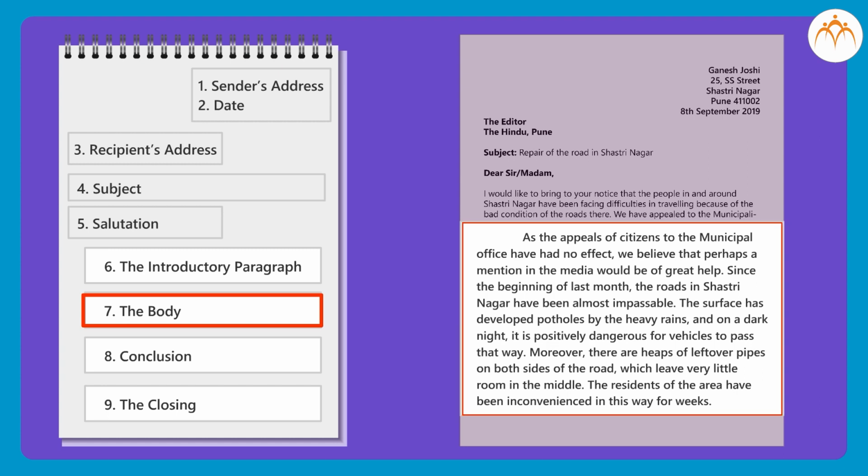Example, as the appeals of citizens to the municipal office have had no effect, we believe that perhaps a mention in the media would be of great help. Since the beginning of last month, the roads in Shastri Nagar have been almost impassable. The surface has developed potholes by the heavy rains and on a dark night it is positively dangerous for vehicles to pass that way. Moreover, there are heaps of leftover pipes on both sides of the road which leave very little room in the middle. The residents of the area have been inconvenienced in this way for weeks.